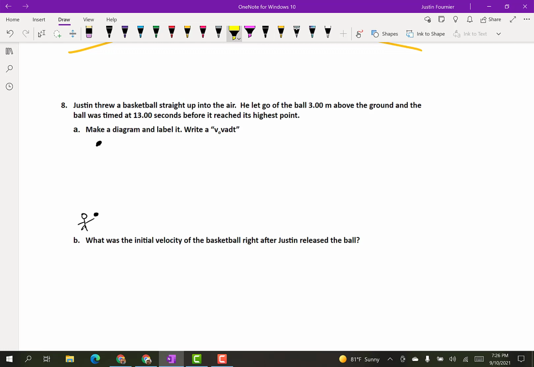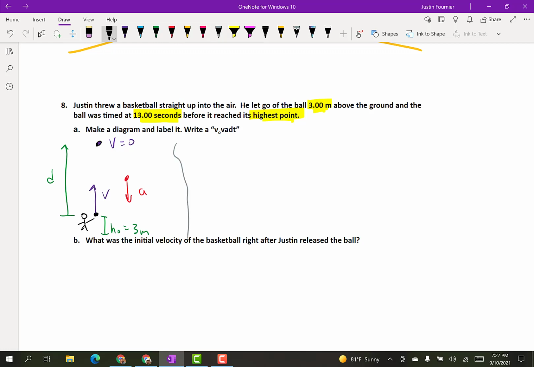Sorry, I should say, it says Justin threw a basketball straight up into the air. He let go of the ball 3 meters above the ground. The ball was timed at 13 seconds before it reached its highest point. So it says make a diagram, label it, and make a VOLVAT. So I'll diagram this. It's going to have some initial velocity, and the final velocity is going to be 0. We know the displacement of the ball would be something like this, but it was also released at some initial height, which was 3 meters at that point. It's a free fall problem, so we know the acceleration has got to be down at -10. We'll talk more about that when I do my VOLVAT. I think that's good with a diagram.